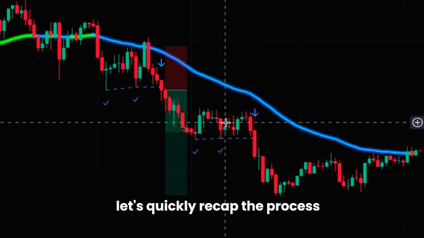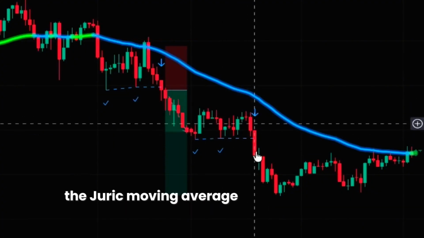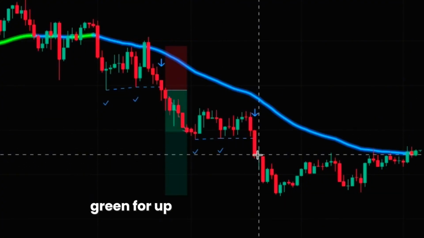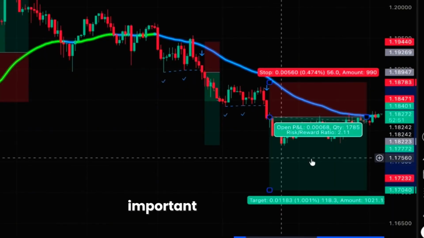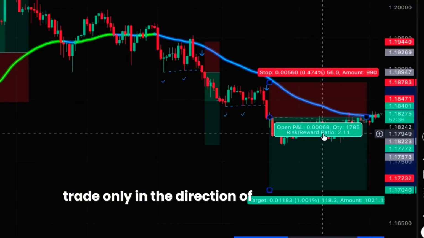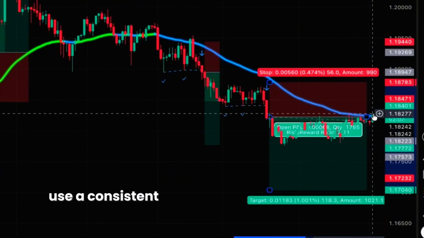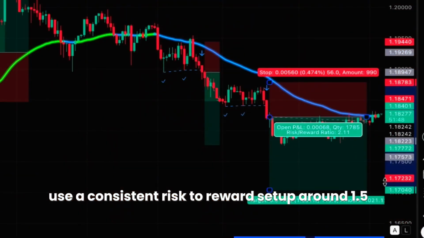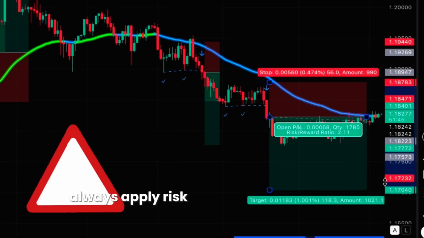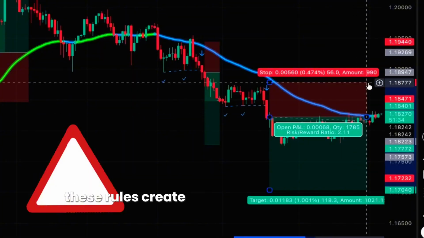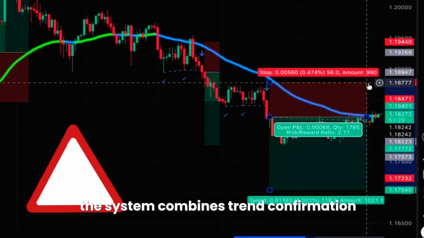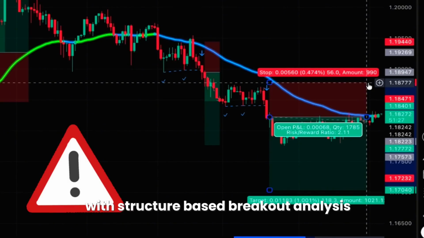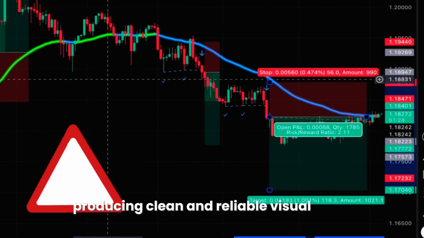Let's quickly recap the process. The Jurik Moving Average defines the market direction: green for uptrend, blue for downtrend. Breakout arrows highlight when price breaks important structure points. Trade only in the direction of the current trend color. Use a consistent risk-to-reward setup, around 1.5 to 1. Always apply risk management to preserve capital. When used together, these rules create a clear, methodical trading approach. The system combines trend confirmation with structure-based breakout analysis, producing clean and reliable visual signals.